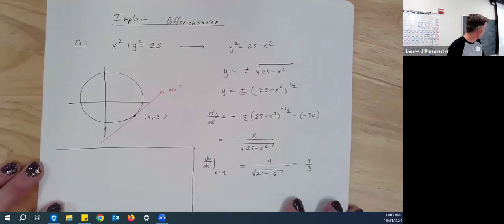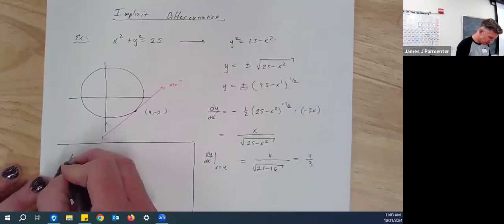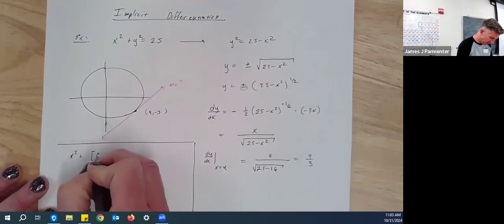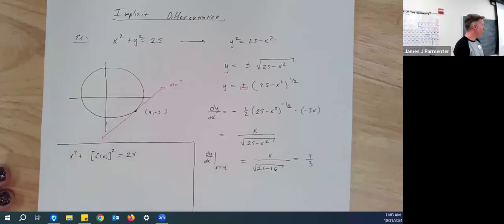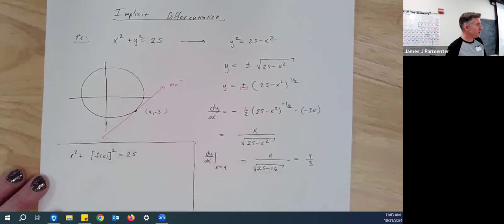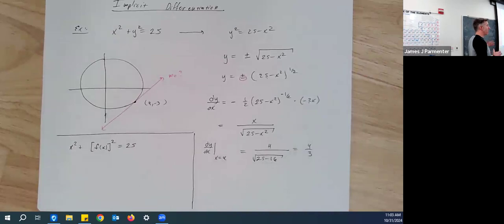And although I wouldn't usually write it as f of x, I'm going to here. So we're going to say, great, we have x squared plus f of x squared equal to 25. And all we're going to do is differentiate straight away. So we're going to take the derivative of both sides with respect to the variable x. Always with respect to x.